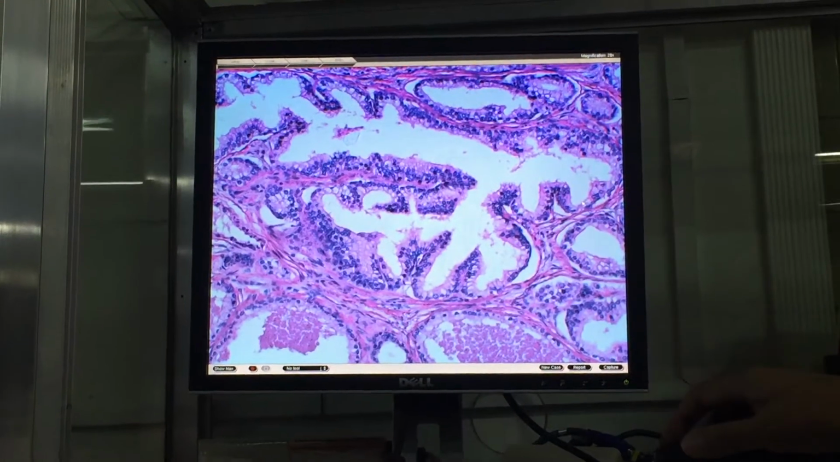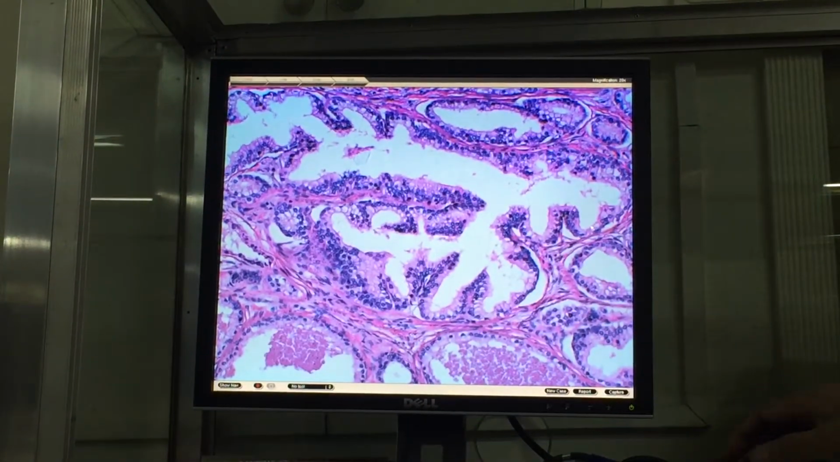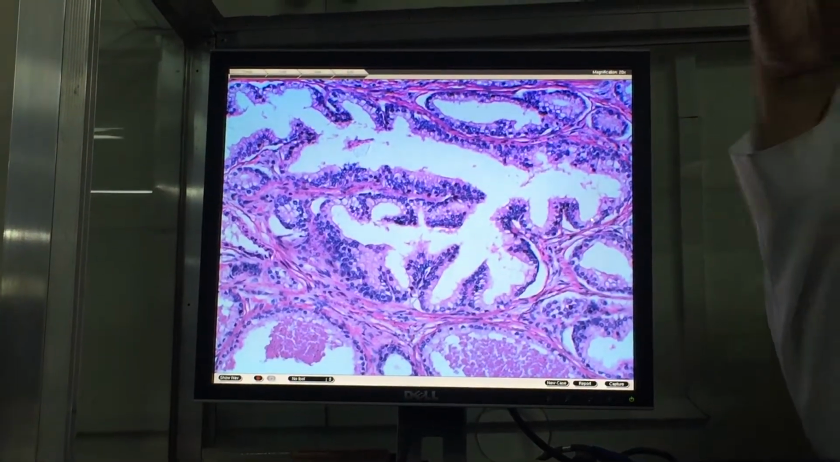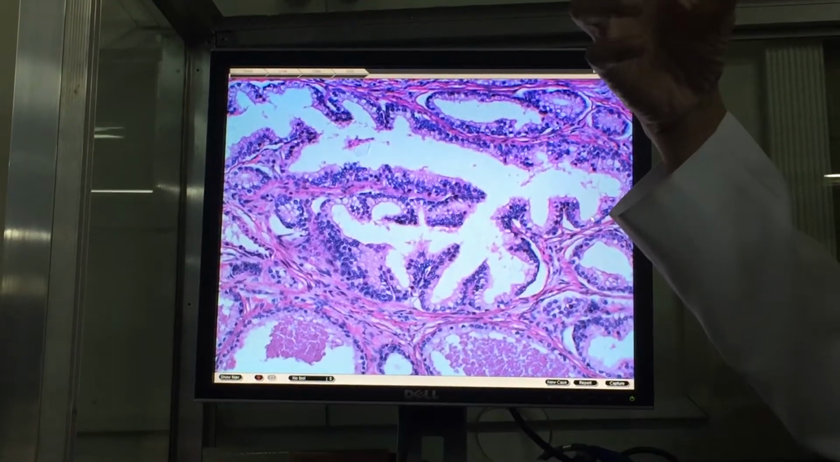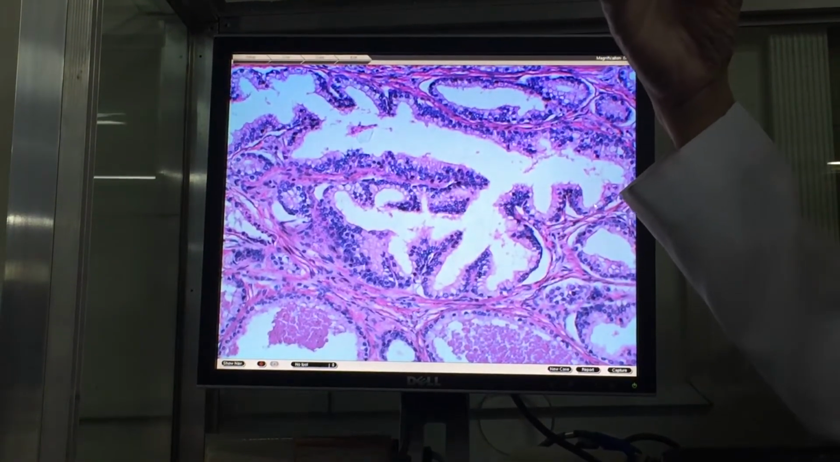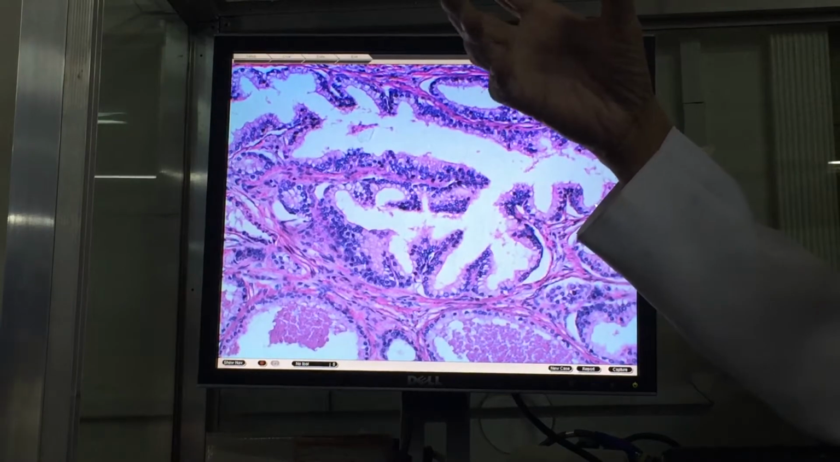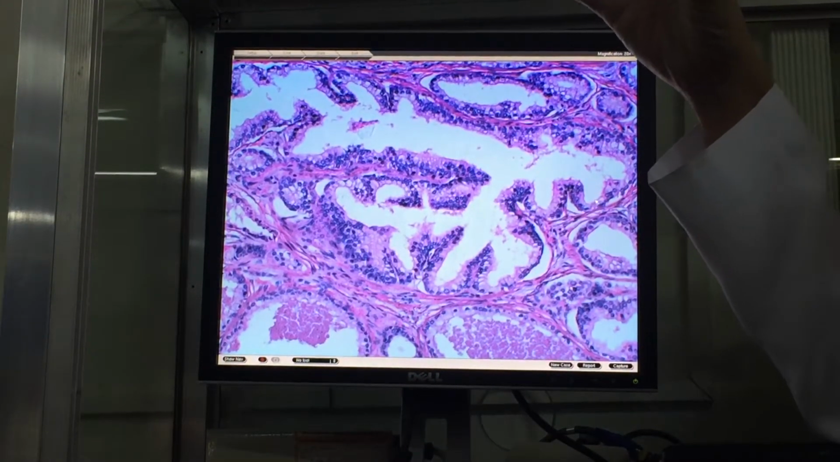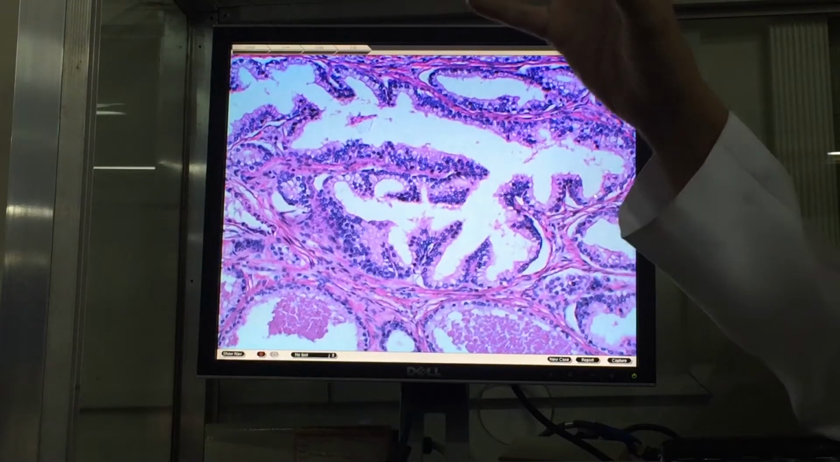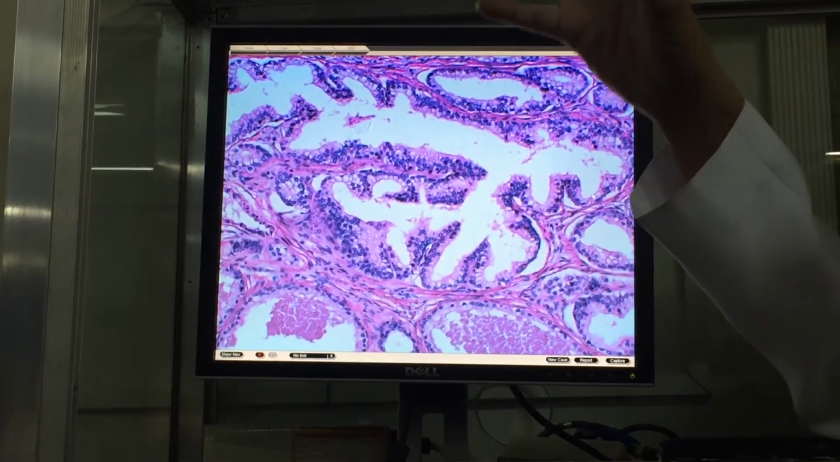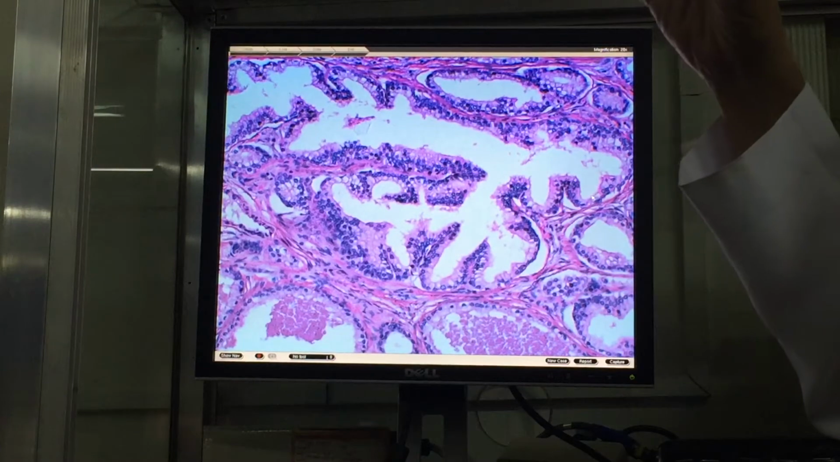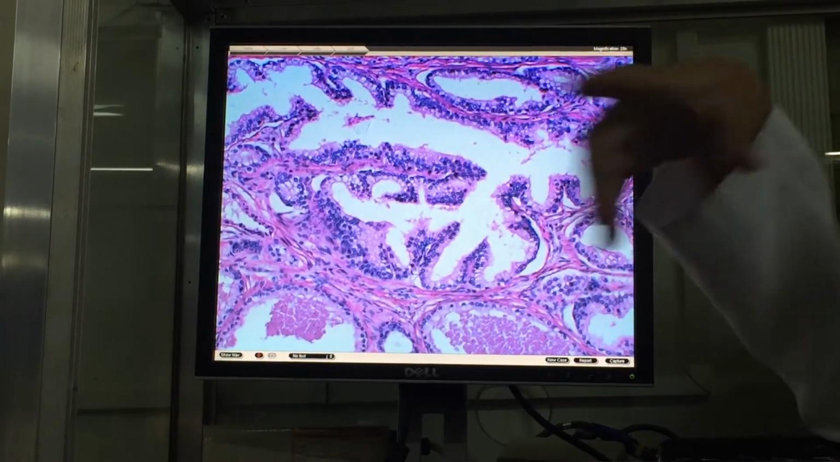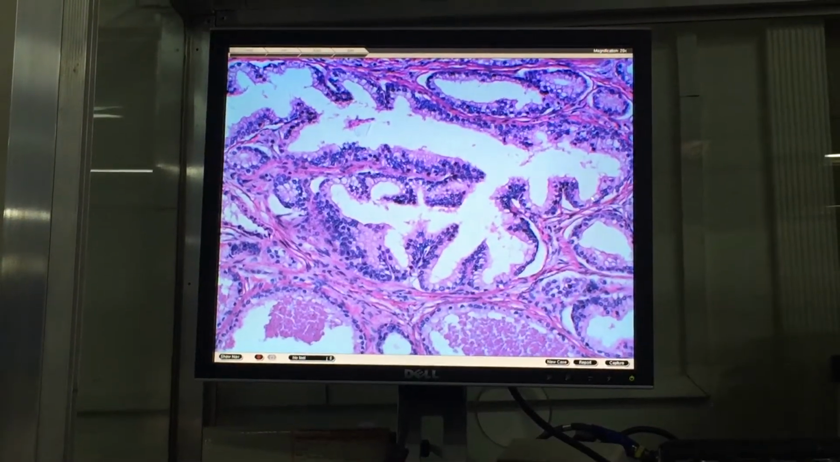This is your nodular hyperplasia of the prostate, and this is commonly seen in what part of the prostate? Central, peripheral, or transitional zone? Central zone. Benign, central zone. Malignant adenocarcinoma of the prostate usually originates at the periphery of the prostate. Okay, and that is our next slide.